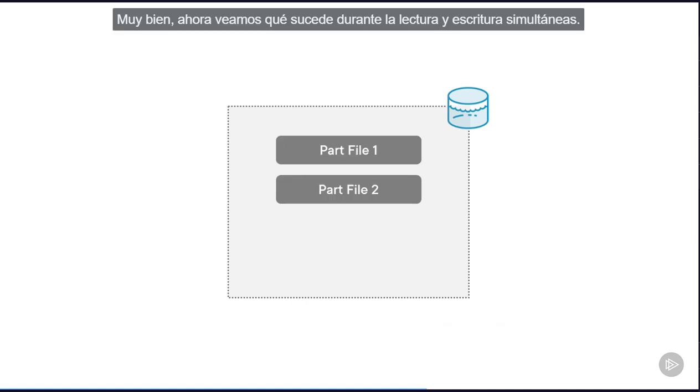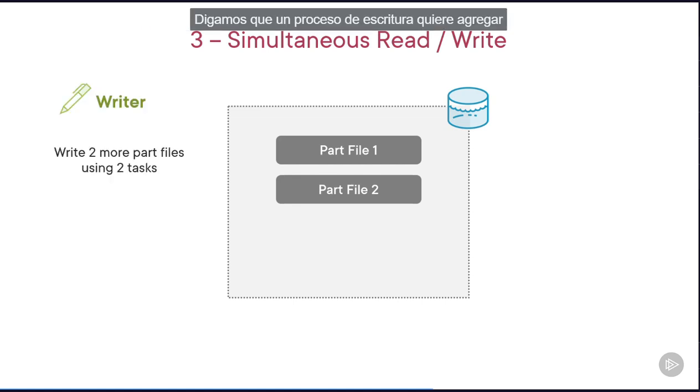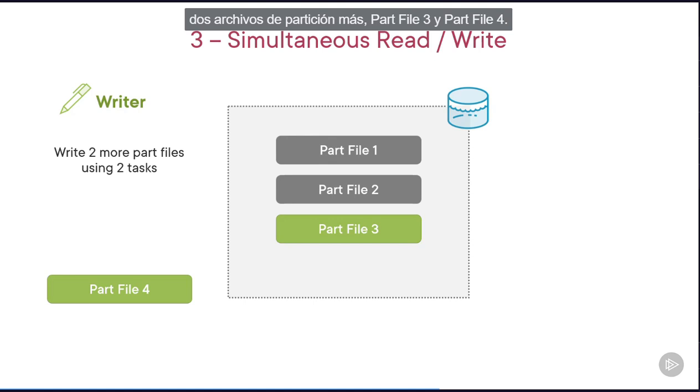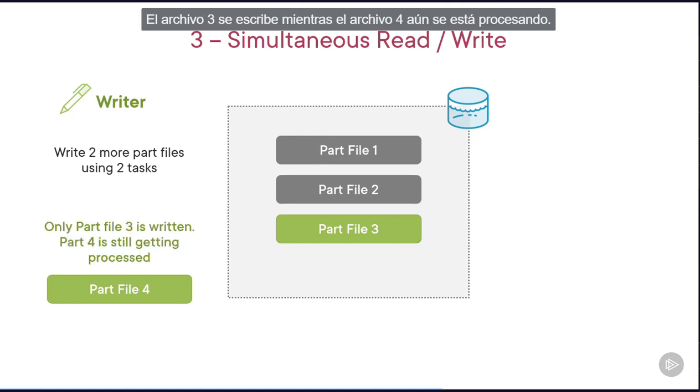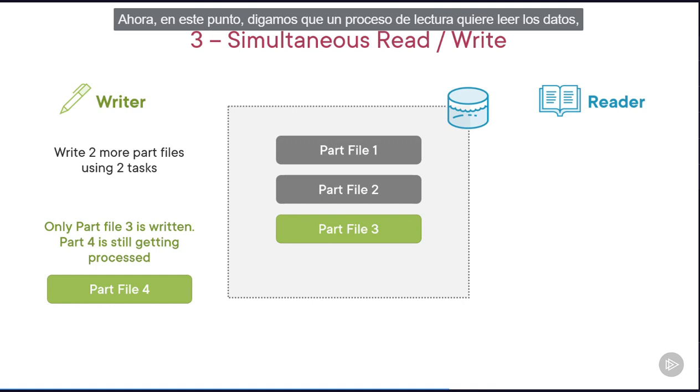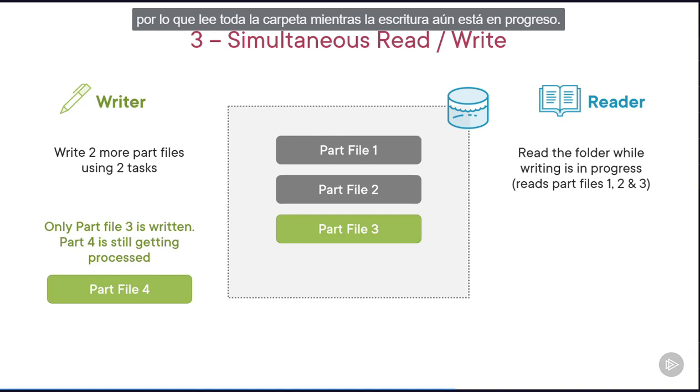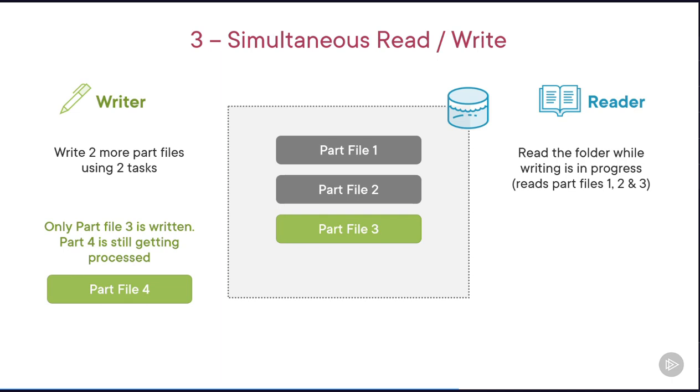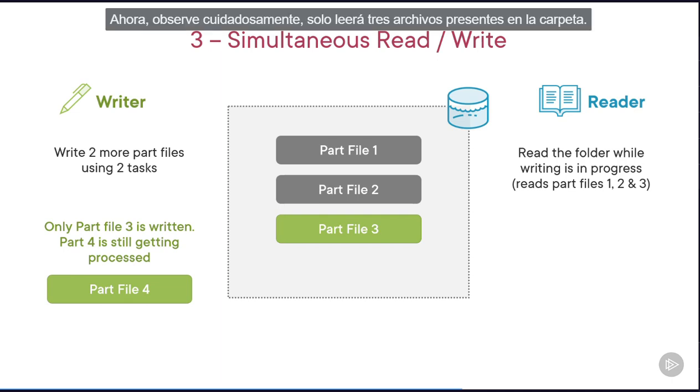Alright, now let's see what happens during simultaneous read and write. Let's say a writer process wants to append 2 more partition files, part file 3 and part file 4. File 3 is written while file 4 is still getting processed. Now at this point, let's say a reader process wants to read the data. So it reads the whole folder while writing is still in progress. Now carefully notice it is only going to read 3 files present in the folder. And once again, this means the reader is reading inconsistent data.